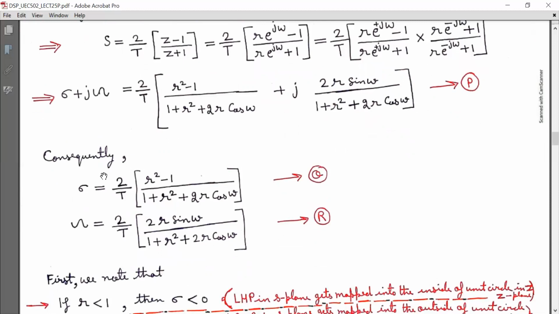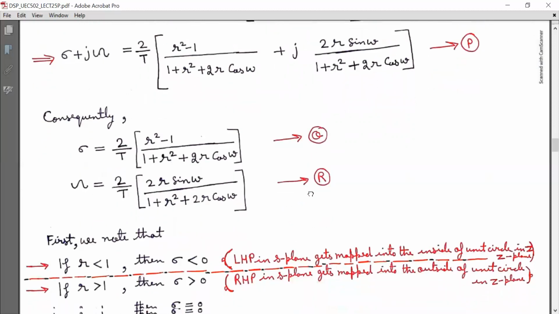And that leads to sigma is equal to 2 by capital T bracket (R square minus 1) divided by (1 plus R square plus 2R cos small omega). Mark it as equation Q. And capital omega from this imaginary part is equal to 2 by capital T bracket (2R sin omega) divided by (1 plus R square plus 2R cos omega). Mark it as equation R.